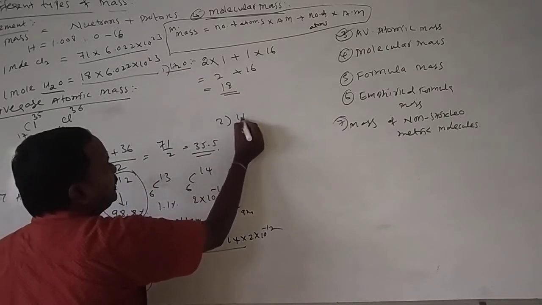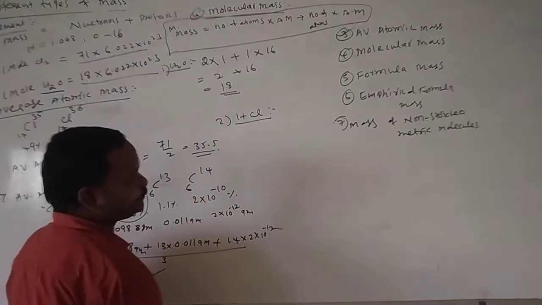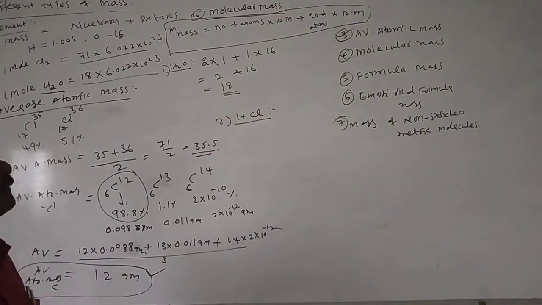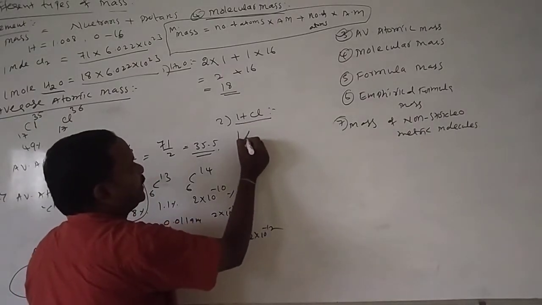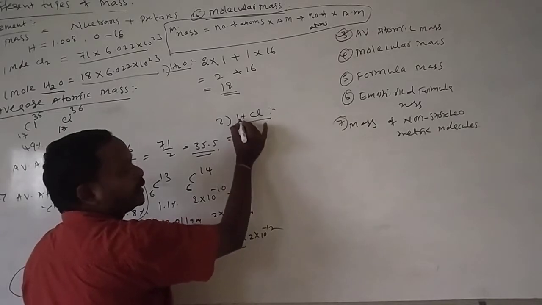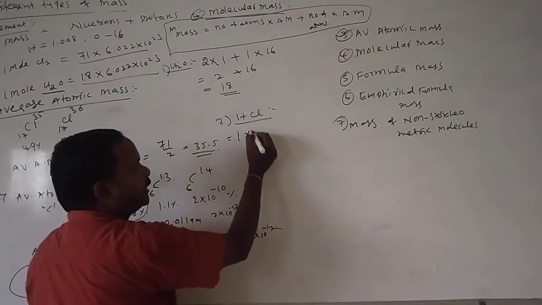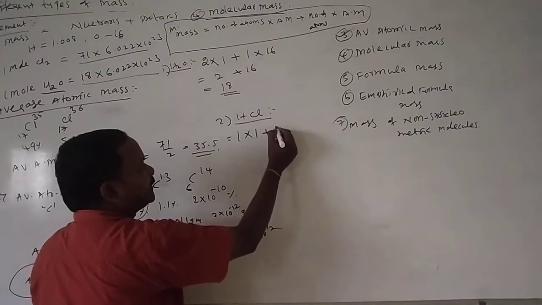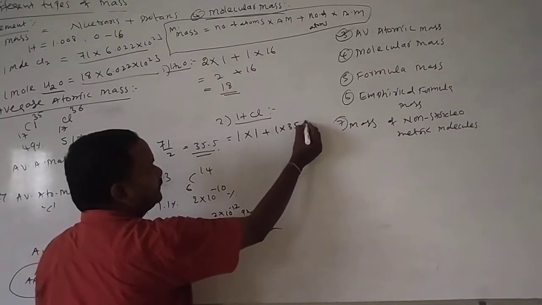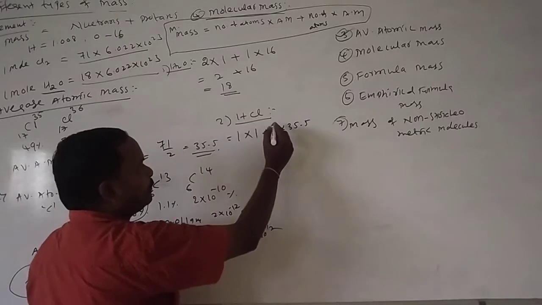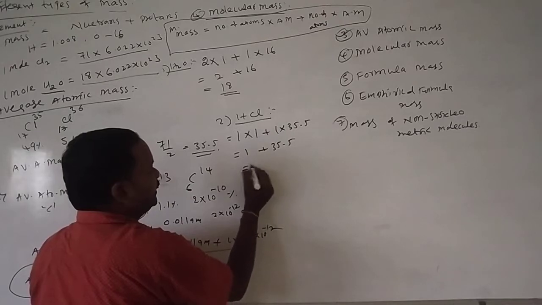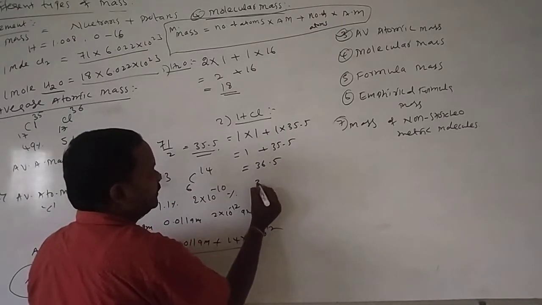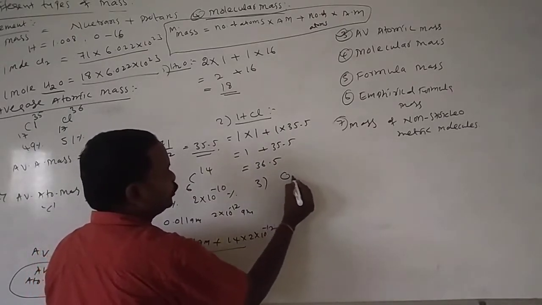And second one, molecular mass of hydrochloric acid. How do we calculate it? One hydrogen atom is there, atomic mass of hydrogen is 1, and atomic mass of chlorine is 35.5, with 1 atom each, so 1 into 1 plus 1 into 35.5, total 36.5.